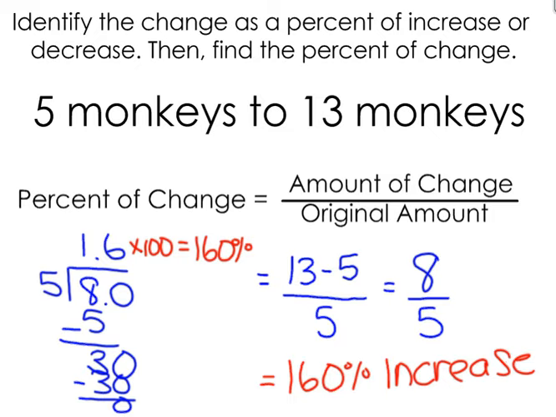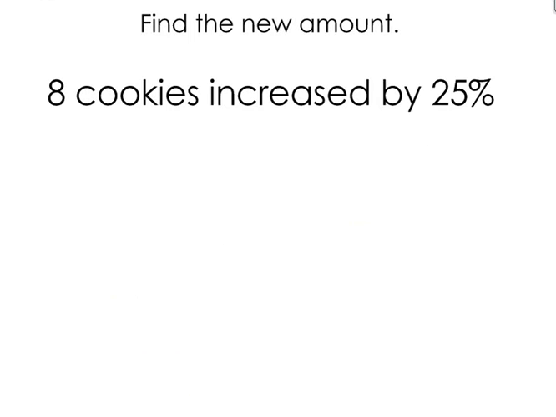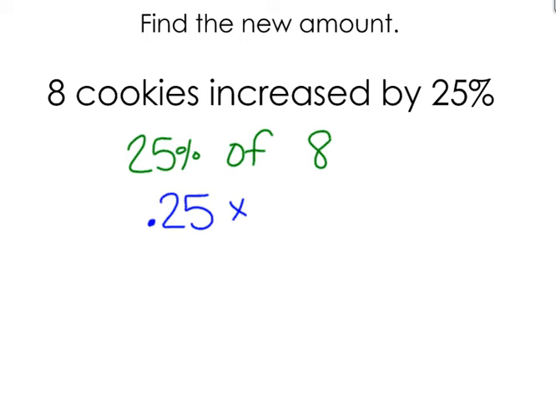All right, next couple examples, we're going to have the percent of change and find the new amount. So if the old package had 8 cookies, but now it's advertising that there's 25% more than there were before, we'll be able to find how many cookies are in the package now. To do that, I want to start by finding 25% of 8. You can change 25% as a fraction and multiply.